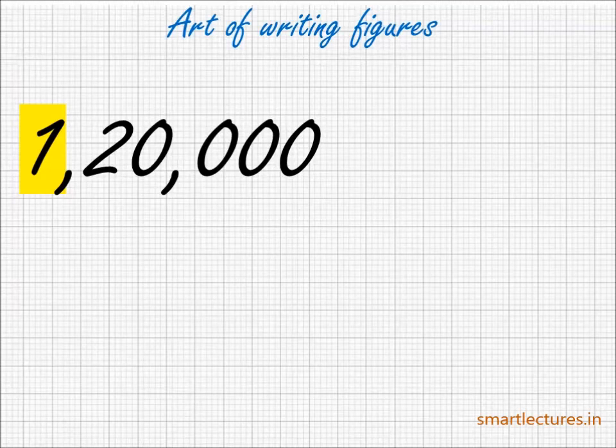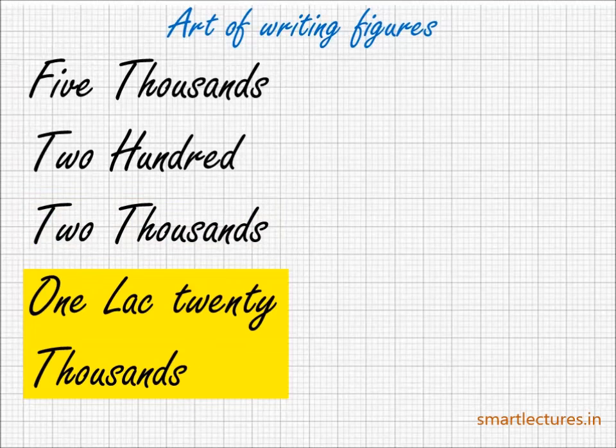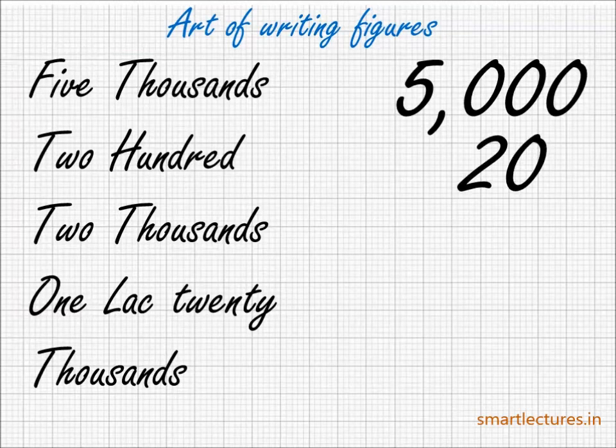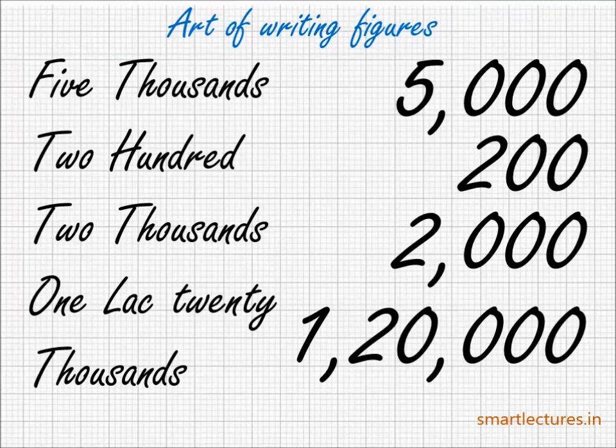And secondly, when you are writing some figures vertically, then the comma should be below the comma. Suppose you want to write down 5,000, 200, 2,000, 1,20,000. So this should be the way. 5,000. Then the figure of 200, 200. 2 should be below 0, and then 0. This is the way of writing figures. So be careful.